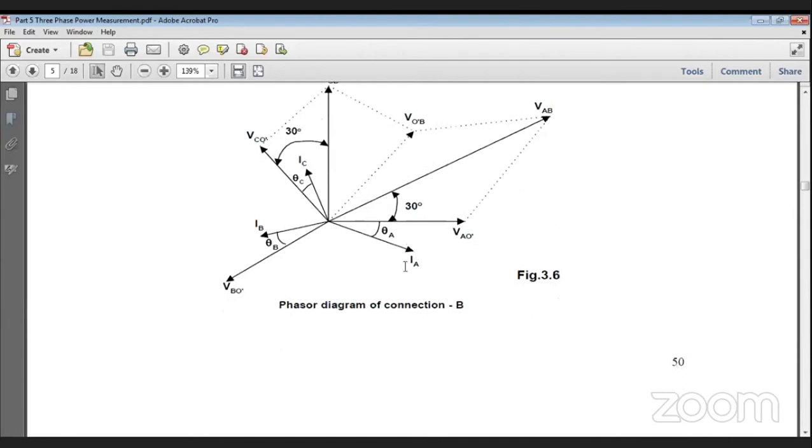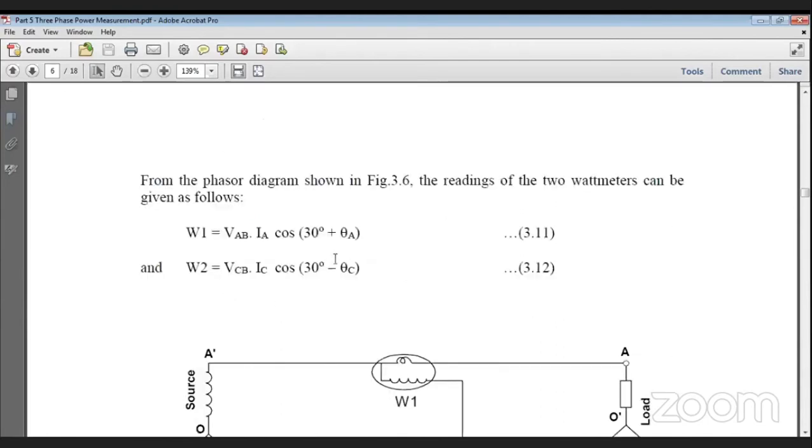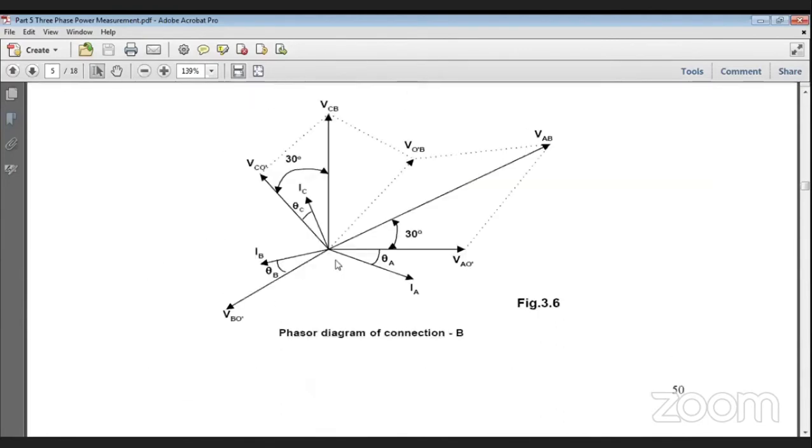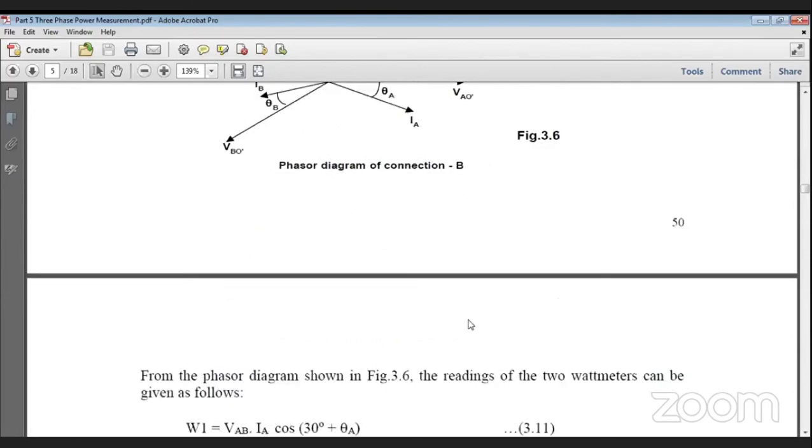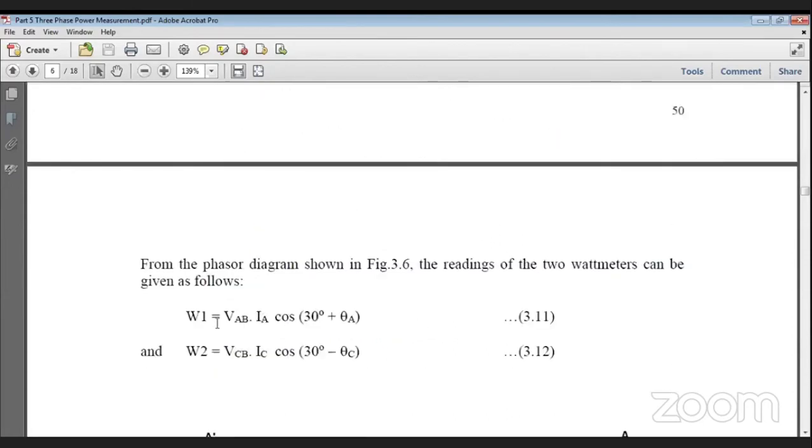If it is leading power factor, what will be the change? This IA will come somewhere here, ahead of VA, and this IC will come here, lagging VC. So simply the first equation will become 30 minus theta, and the second one will become 30 plus theta. That's the only change that will happen if it is leading. So the basic two equations remain the same.